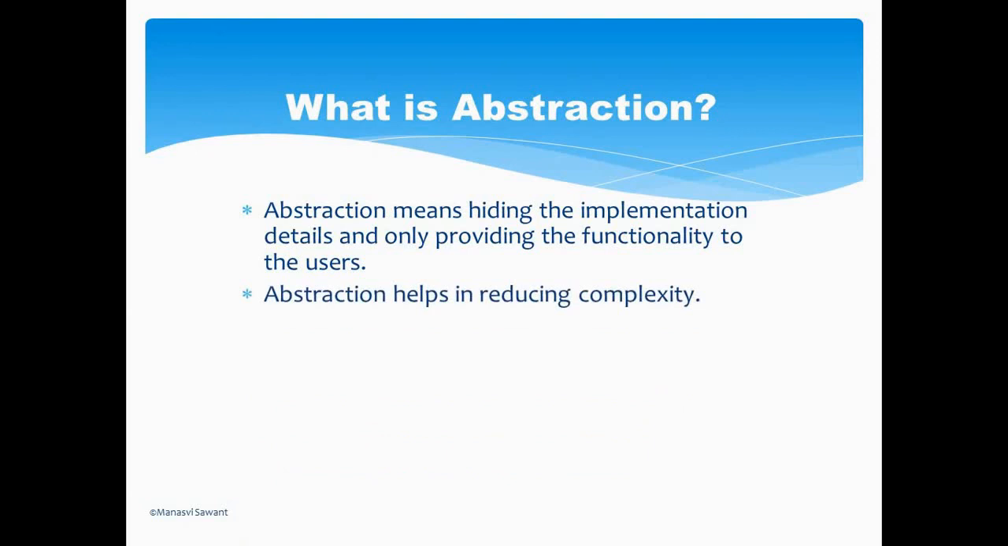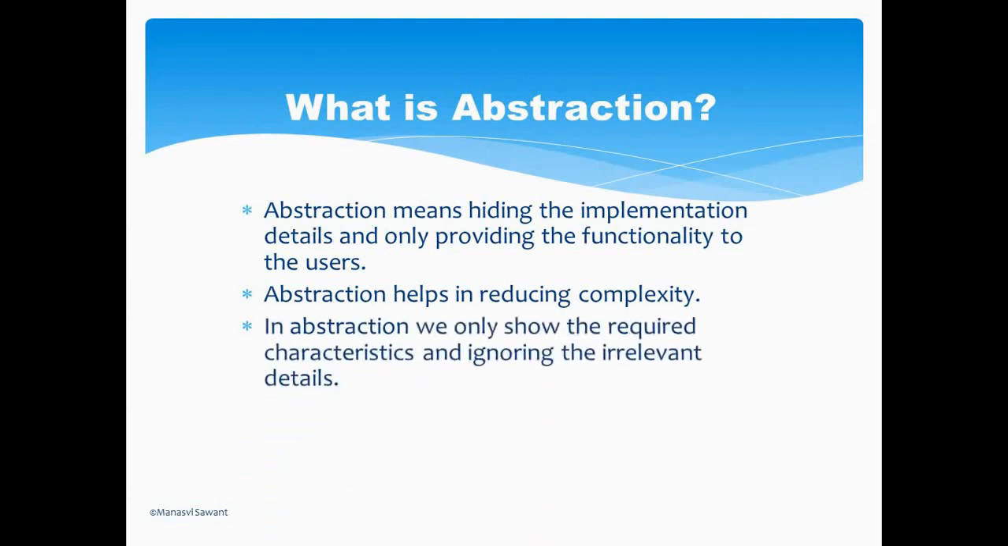As we have studied in the previous example, a person is using a remote, but he only knows how to click on the remote to switch on the TV, but he doesn't know the working of a remote. So this is complexity reducing.